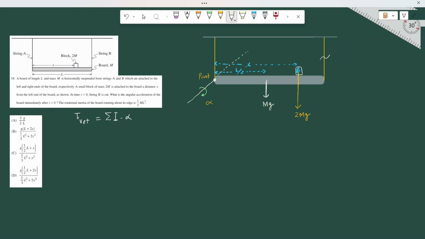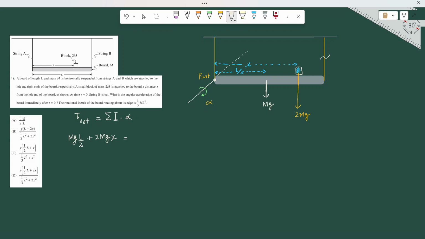We should say that the net torque equals the sum of all moments of inertia times the angular acceleration. We only have two torques, both clockwise, so we can take their magnitudes. First, mg times L over 2 is the torque produced by the weight of the board, plus 2mg times x is the clockwise torque produced by the mass we have put at a distance x from the pivot, and that should equal the sum of all moments of inertia, or rotational inertias.